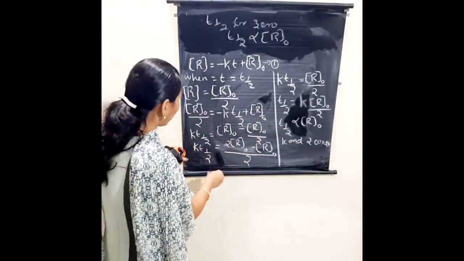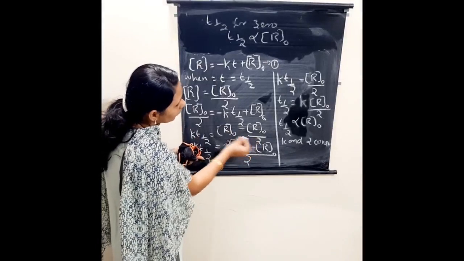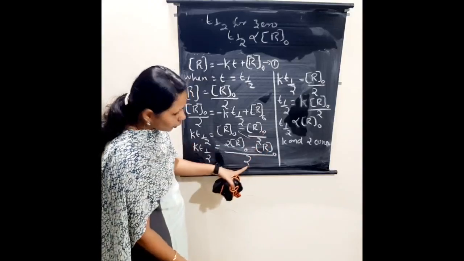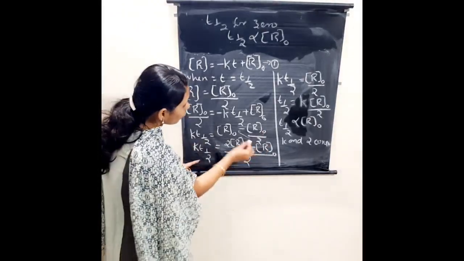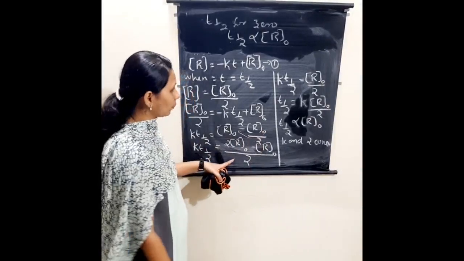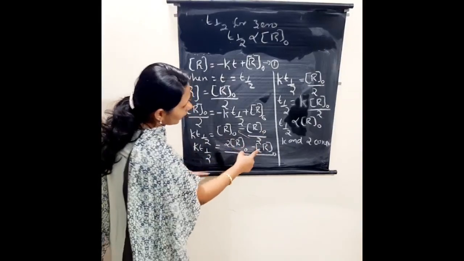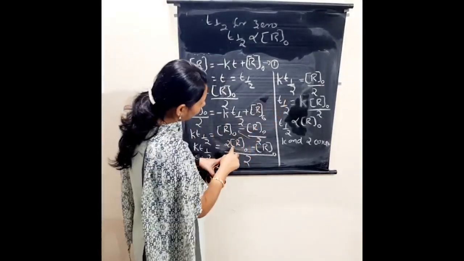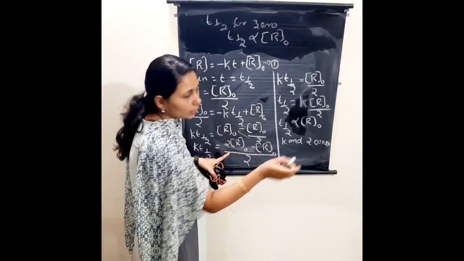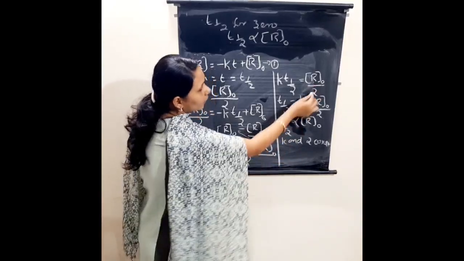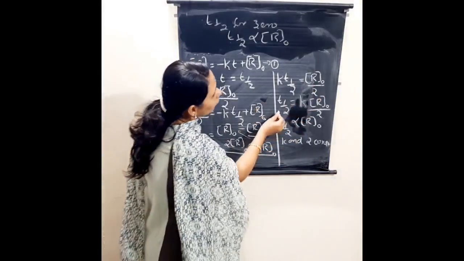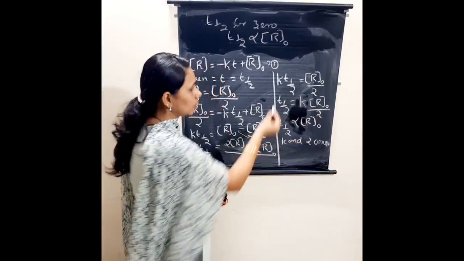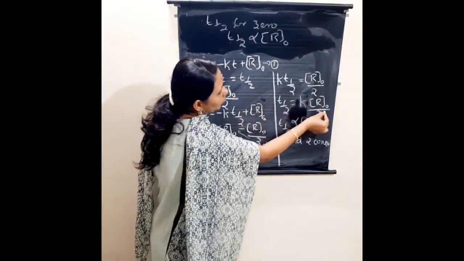Then how can we solve this? KT half equal to 2R0 minus R0, divided by 2. That is simple mathematics. We know 2R0 minus R0 equals 1R0, right? So KT half equal to R0 divided by 2. Then T half equal to R0 by 2 into K. Full rearranging: T half equal to R0 by 2K.